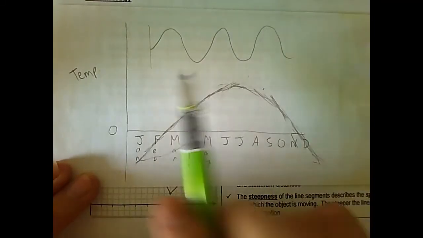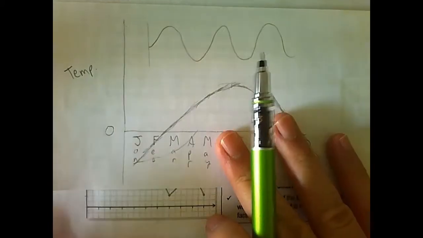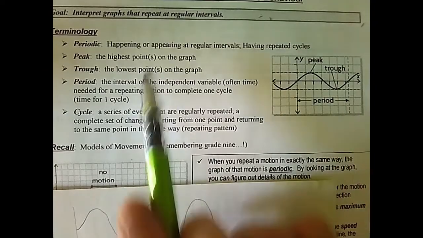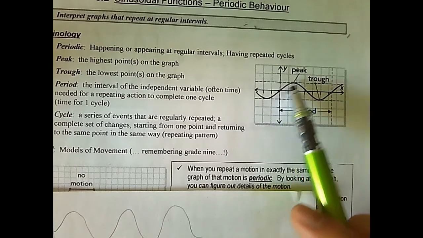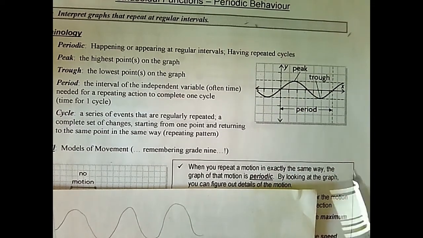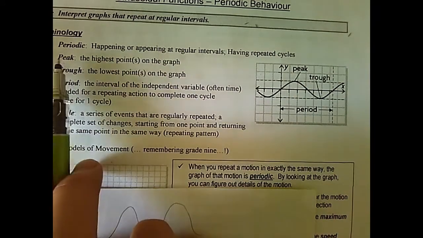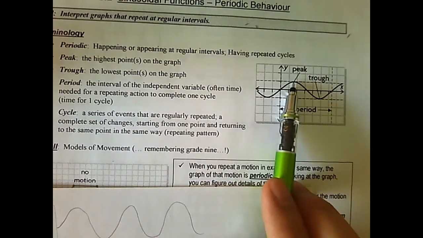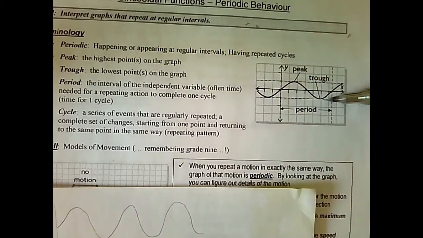we have different names for these parts of this graph. So let's go over the terminology. First off, we have periodic, which we just learned. It's happening or appearing at regular intervals. Here we have a graph of periodic behavior. If we graphed it, it could be distance or various other things. Now, because it's going to be repeating over and over again, we have the peak, which is going to be the highest part on the graph, and the trough, which is going to be the lowest part of the graph.